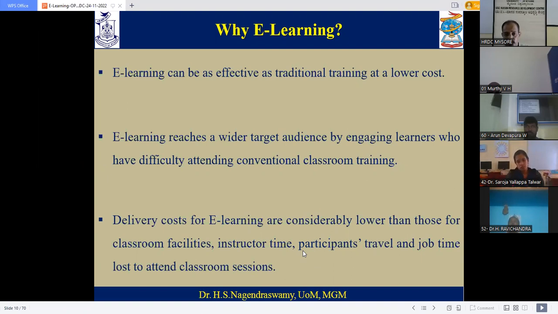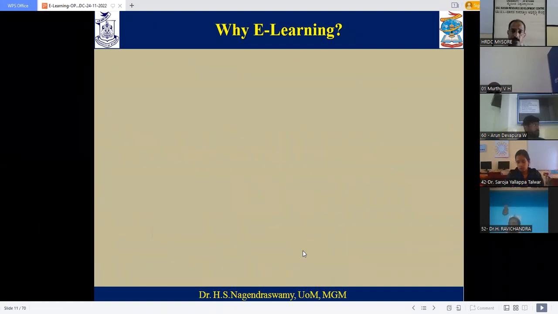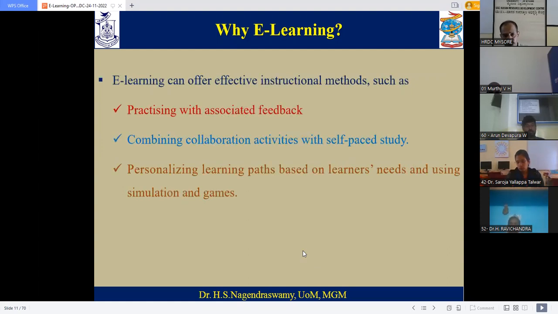So that's how the delivery costs for e-learning are considerably lower than those for classroom facilities, and that involves instructor time, participants' travel, and job time lost to attend the classroom sessions. So there are many such advantages with e-learning. E-learning can offer effective instructional methods such as practicing with associated feedback.